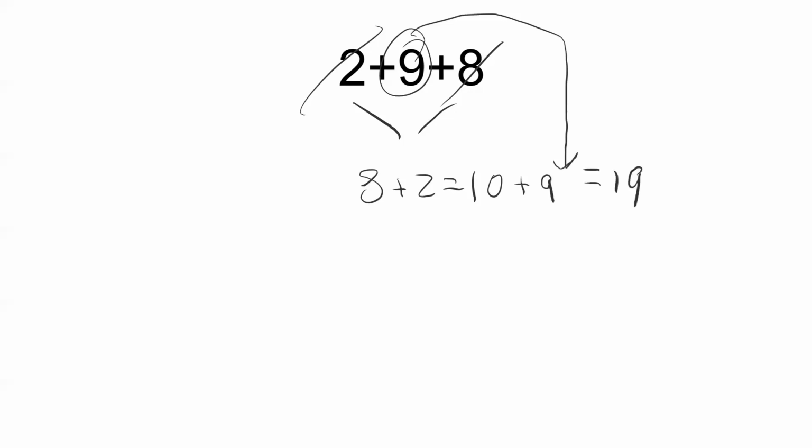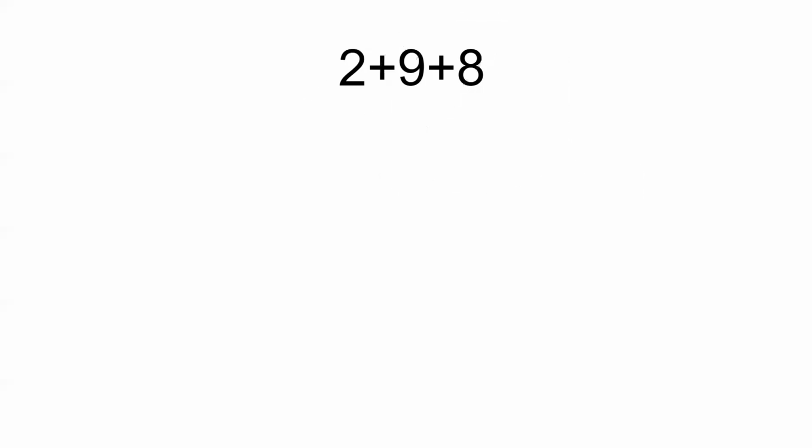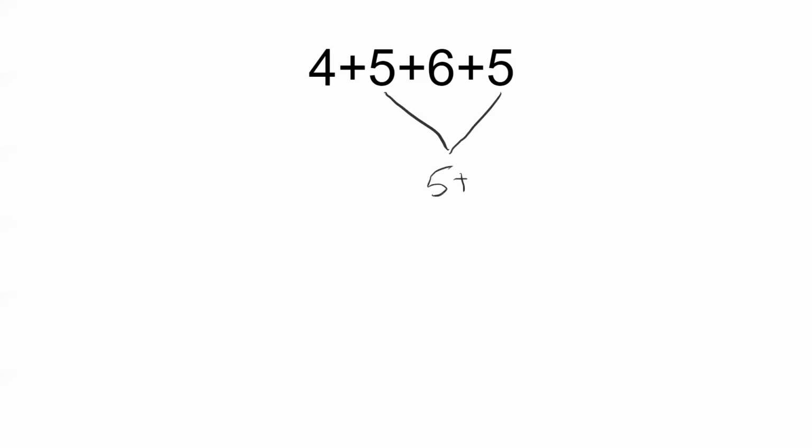So to do these problems, what you're going to need to do is see what two numbers in your equation can add to 10 or a multiple of 10, and then add that to whatever numbers you have left. So if we look at this next problem, 4 plus 5 plus 6 plus 5. As we said, the goal is to be able to see the tens, that we can create the tens. We can see that a 5 and a 5 is 10. 5 plus 5 is 10, so we can cross those two out. But we're left with a 4 and a 6. So what we've been doing is we just do 10 plus 4 plus 6.